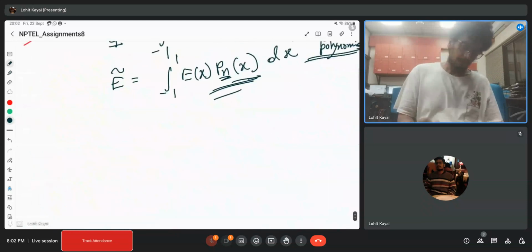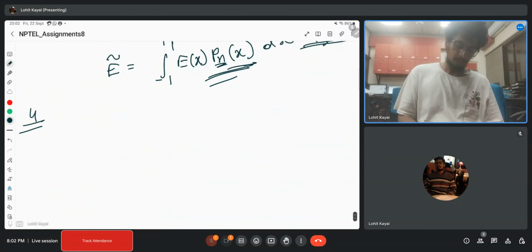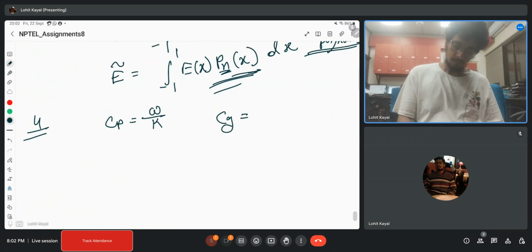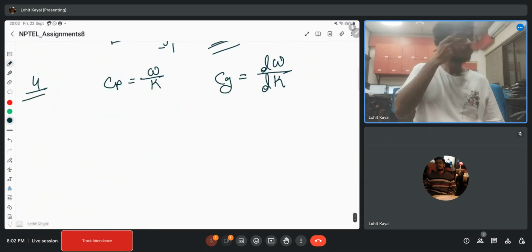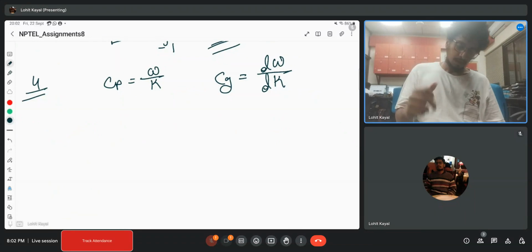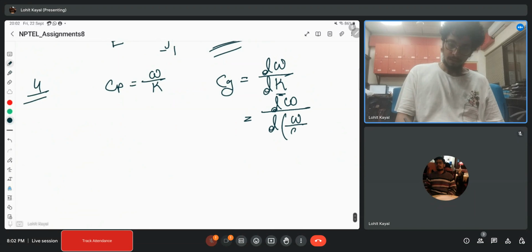Question 4 says we have to find a relation between Cp and Cg for any arbitrary wave number. So Cp equals omega by k, and Cg equals d omega by dk. If we substitute k equals omega by Cp, we will get d omega by d of omega by Cp.